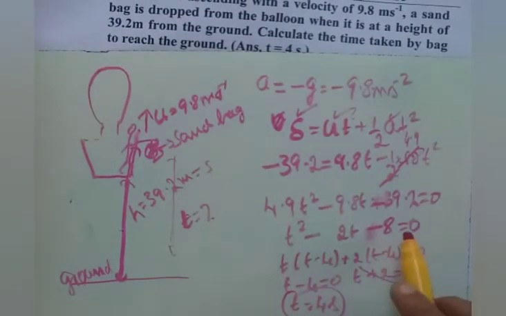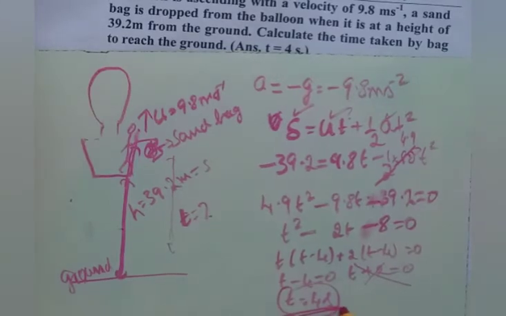t square minus 2t minus 8 equals 0. Factors are 4 and 2. So t into t minus 4 plus 2 into t minus 4 we can write. t minus 4 is 0, t plus 2 is 0. Therefore, t equals 4 seconds, and t equals minus 2 seconds cannot be taken. So this cannot be considered. Only t equals 4 seconds is valid. Answer for this question is 4 seconds.